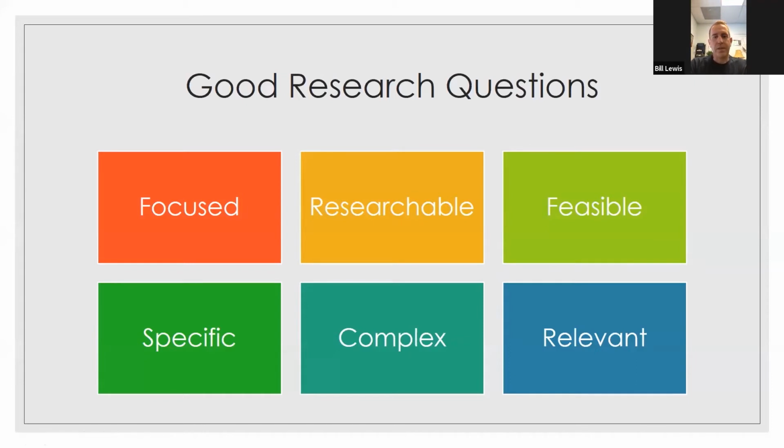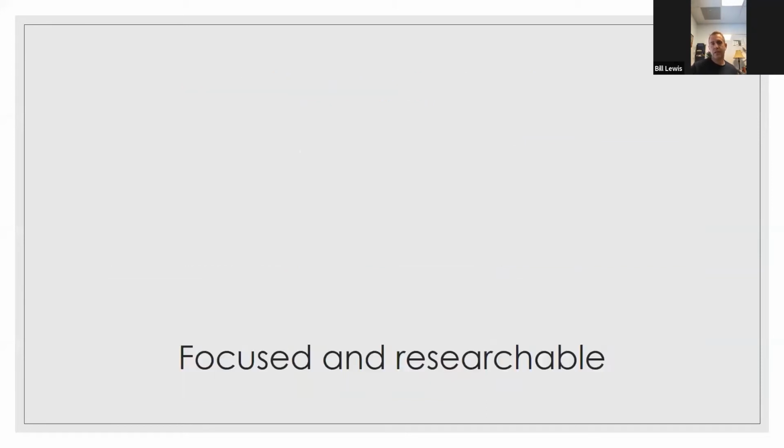But good research questions are focused, something we can actually find the answer to, or researchable. They're feasible, they're things that we have access to. They're specific. Again, we're not going too broad. We get a level of complexity. We're not just yes, no. And they're relevant. They tie back into something we're looking for. So the next set of slides. These are the focused and researchable traits that we try to bring out and draw out across the board.